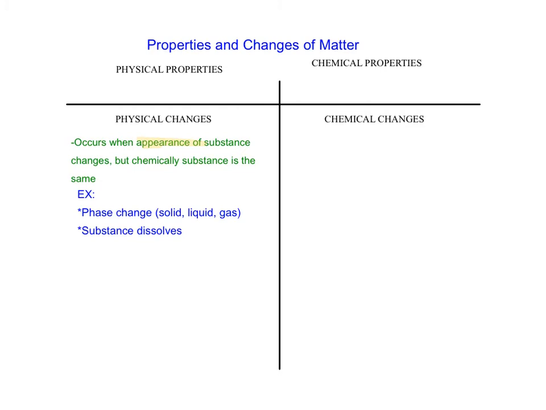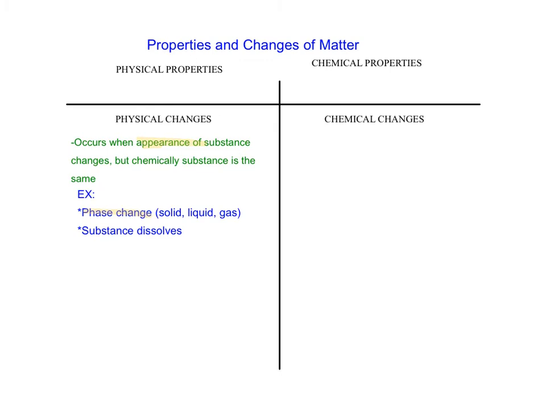We can cut something in half. We can change the shape of it. The tricky ones, though, are phase changes. If I melt an ice cube, that's a physical change. I'm taking an ice cube, so ice is the solid form of H2O, and I'm melting it into liquid, so it definitely is going to look different, but those molecules are still H2O. So it's a physical change.